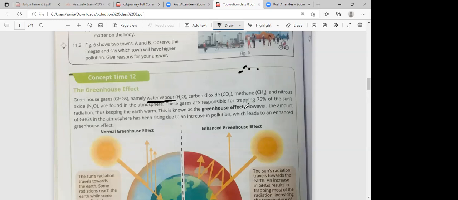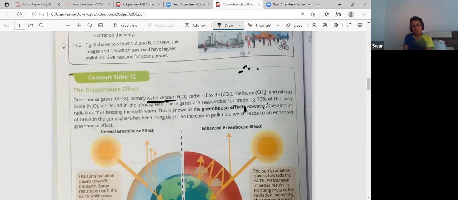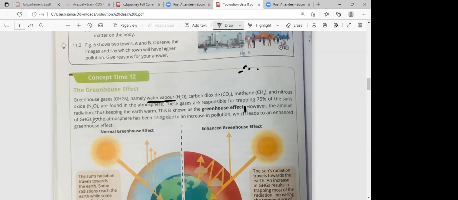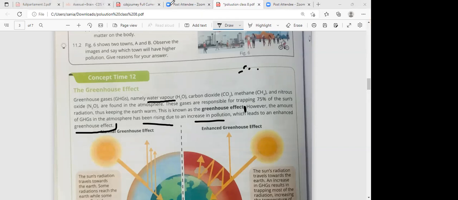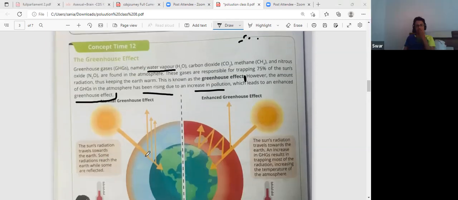Then you will leave one line and write: however, the amount of GHGs, greenhouse gases, in the atmosphere has been rising due to increased pollution, which leads to an enhanced greenhouse effect. Because of this, our greenhouse effect also increases. Yes, ma'am. So technically, I have to write the entire thing, no? Okay, yes, ma'am.